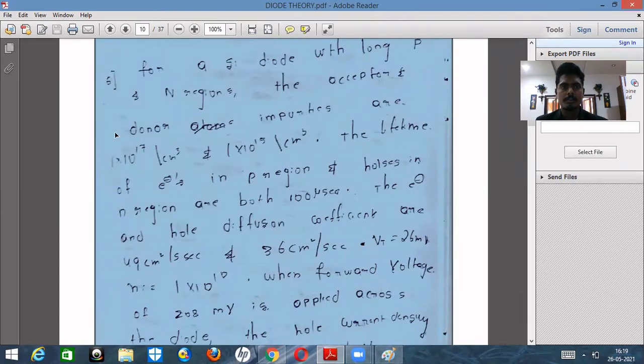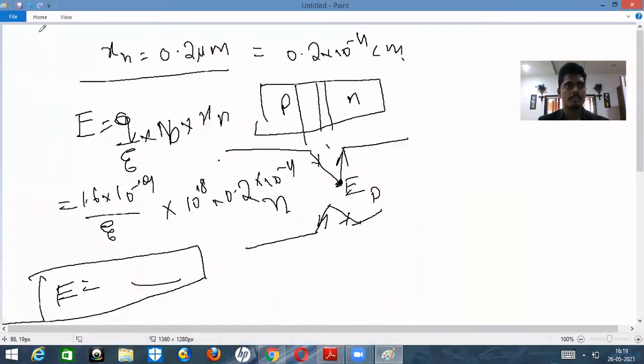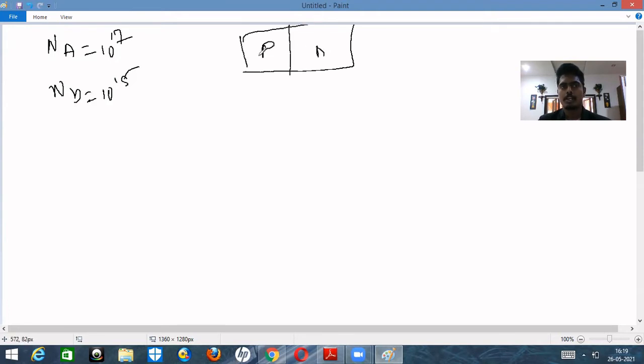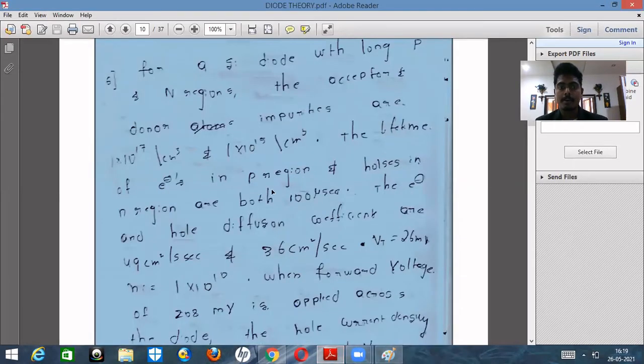So for a silicon diode with long p and n regions, the acceptor and donor concentrations Na and nd are given. Na is equal to 10 power 17 per centimeter cube, and nd is equal to 10 power 15. That means we have a semiconducting slab, that means a junction. The concentration of this acceptor impurity is 10 power 17 and this donor impurity is 10 power 15. They are saying the carrier lifetime of the electrons in the p region and holes in the n region is 100 microsecond for both of them.